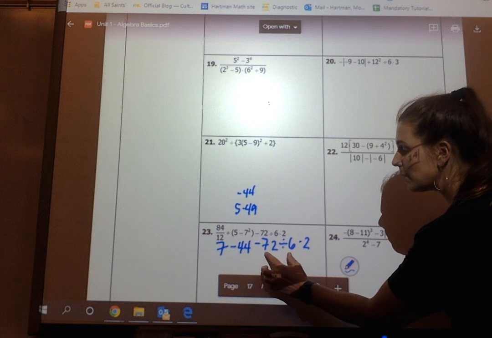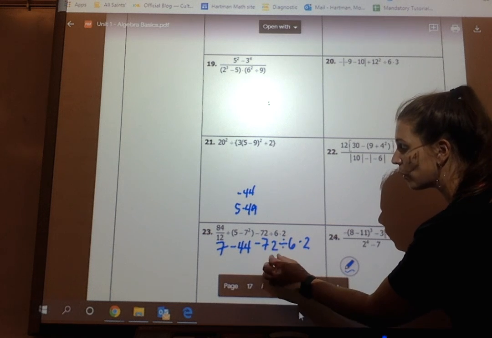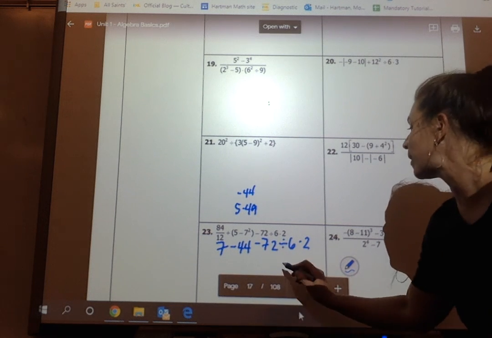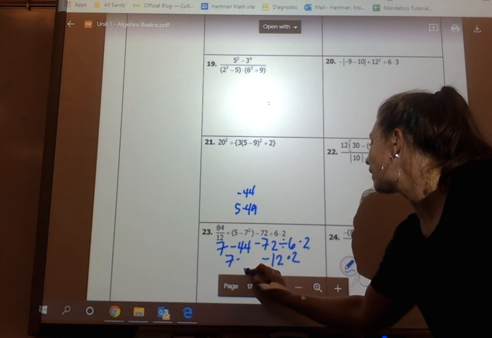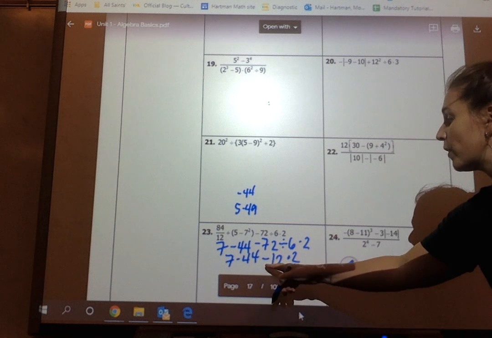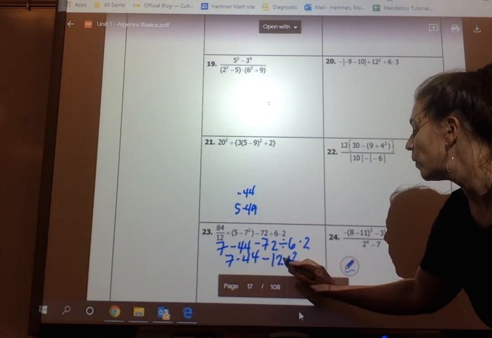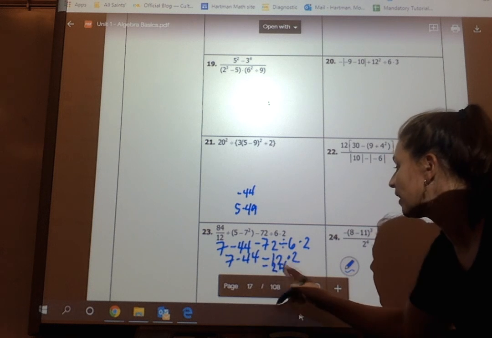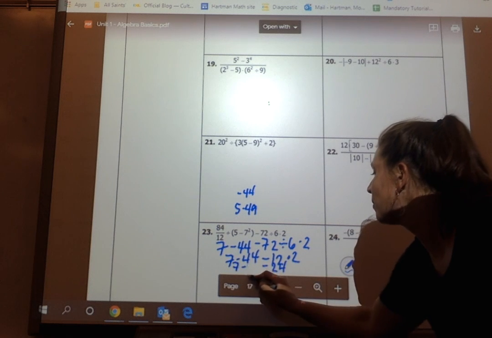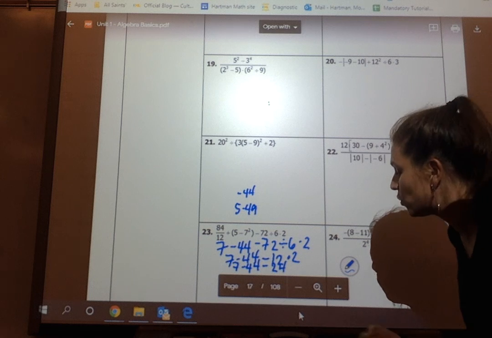I'm not going to make the same mistake. I have division first, so I'm going to divide. Negative 72 divided by 6 is negative 12. And so I can rewrite that as 7 minus 44 minus 12 times 2. 12 times 2 is 24, and there's a negative because a negative sign is a positive. And I get 7 minus 44 minus 24.